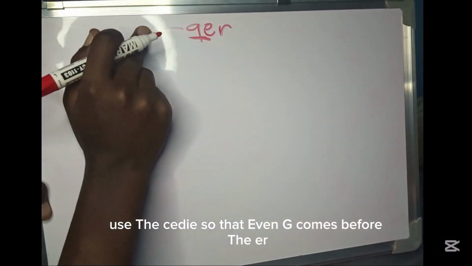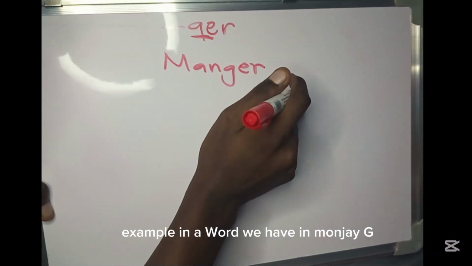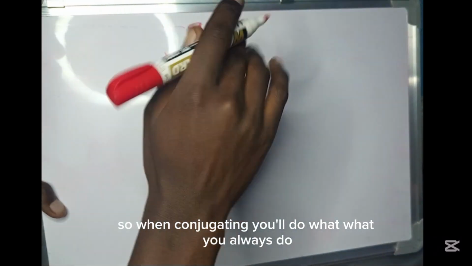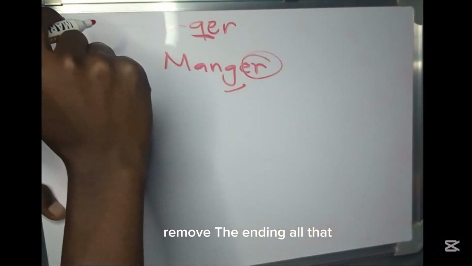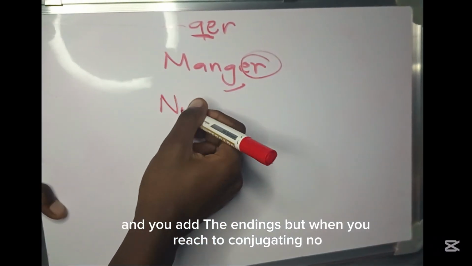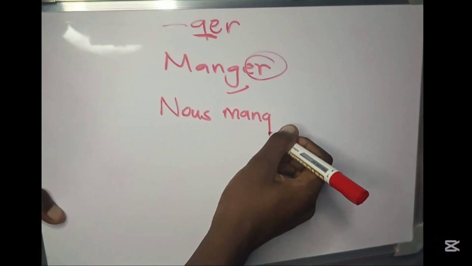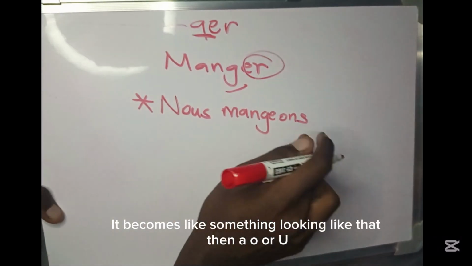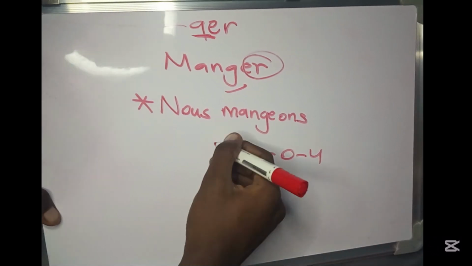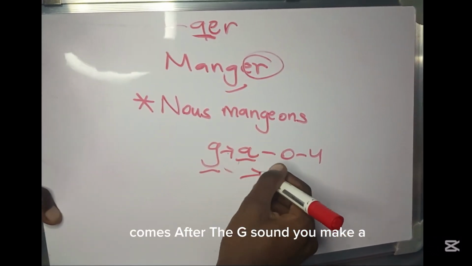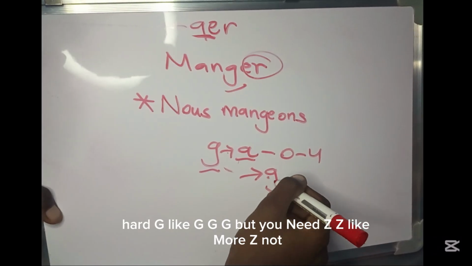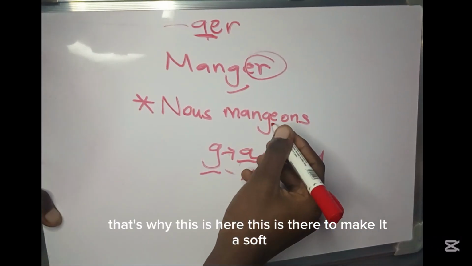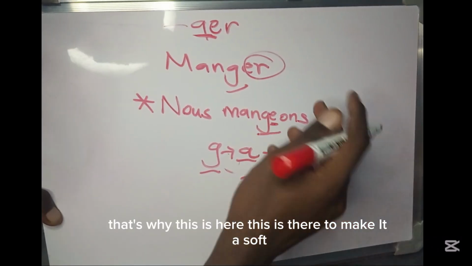Now when G comes before the ER, for example in the verb manger, G comes before the ER. So when conjugating, you do what you always do: remove the ending and add the endings. But when you reach conjugating nous, you only remove the R, and then you add ONS. It becomes something looking like that. When A, O, or U comes after the G, it will make a hard G, like go, go, go. But we need a soft G, like in manger. That's why this E is here. This E is there to make it a soft G sound.